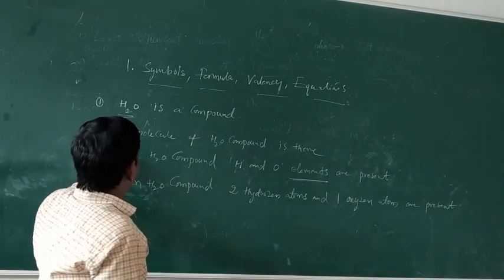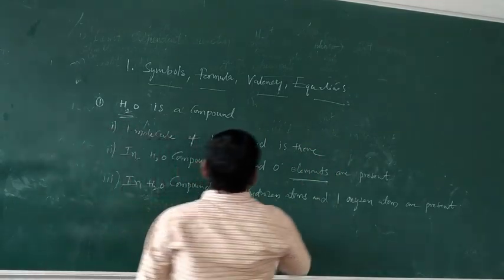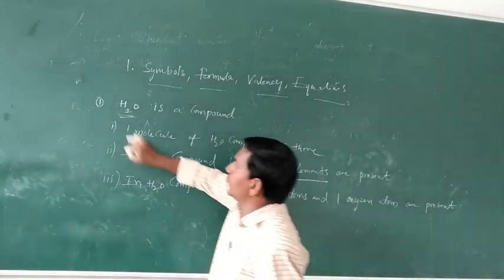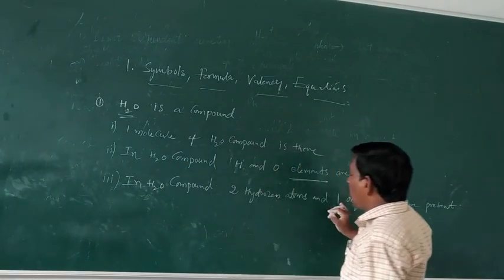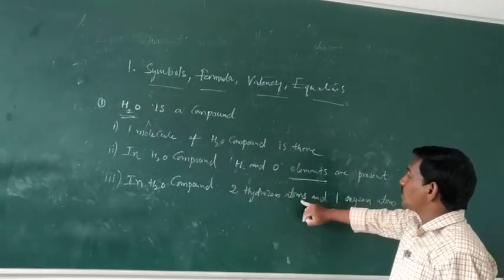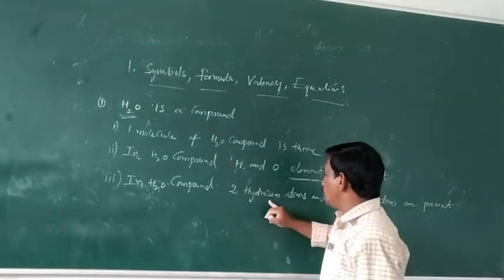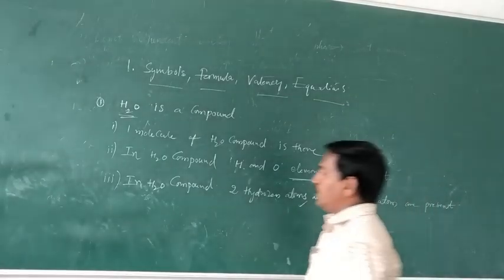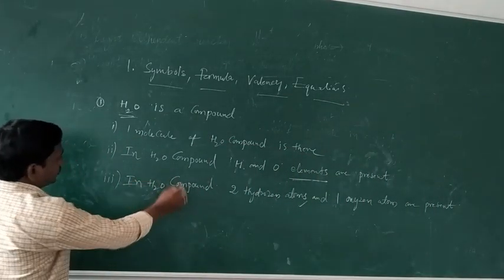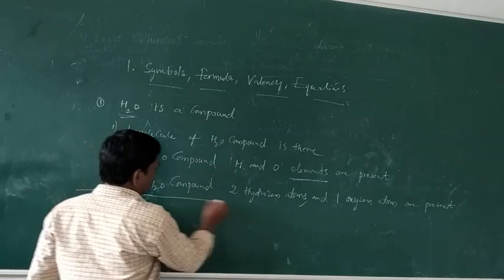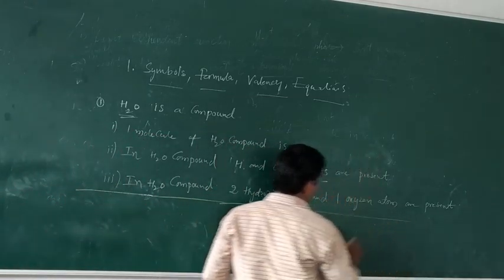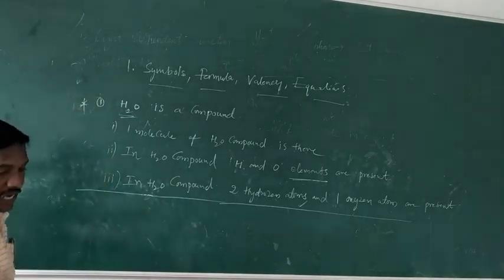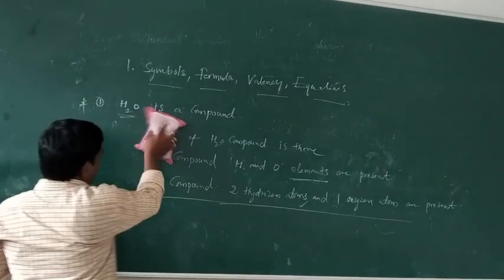In one H2O compound, which elements are there? Hydrogen and oxygen. And in H2O compound, which atoms of elements are there? Two hydrogen atoms and one oxygen atom are present. This is one of the examples. And take another example.